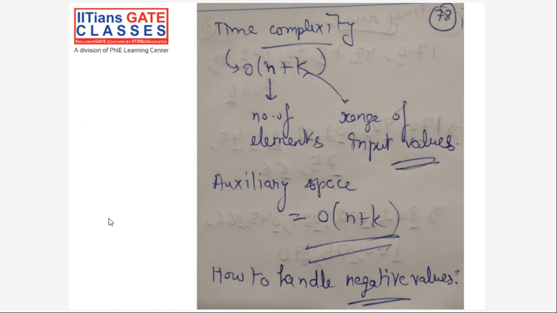So the time complexity, you can write it as n plus k also, where n is the number of elements and k is the range. K is not the range, you can say k is the maximum value an element can have.